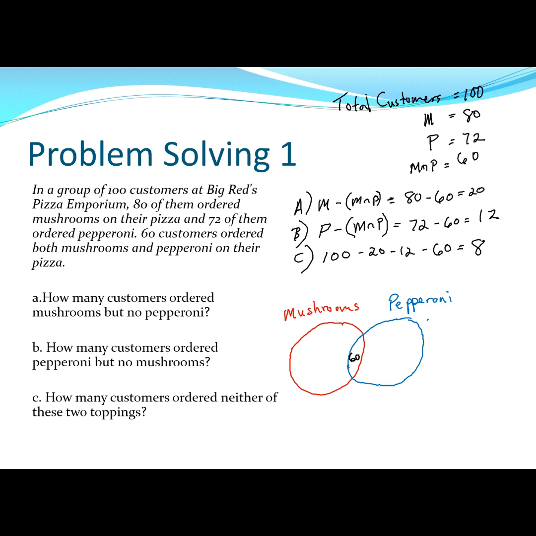We know that 20 ordered just mushrooms, and we know that 12 ordered just pepperoni. And then we have 8 who are completely outside. They did not get mushrooms or pepperoni on their pizza. And that's what the Venn diagram for this problem would look like. All right, let's go to the next question.